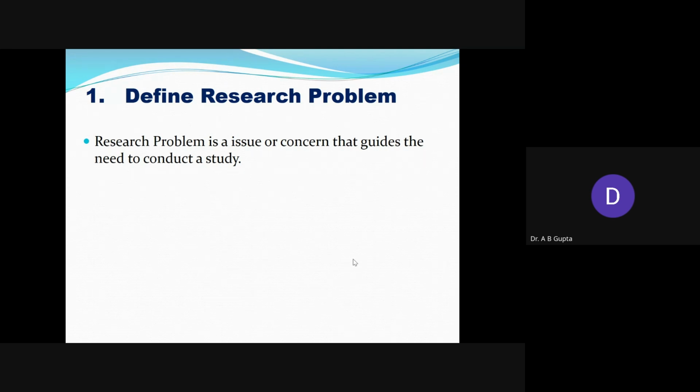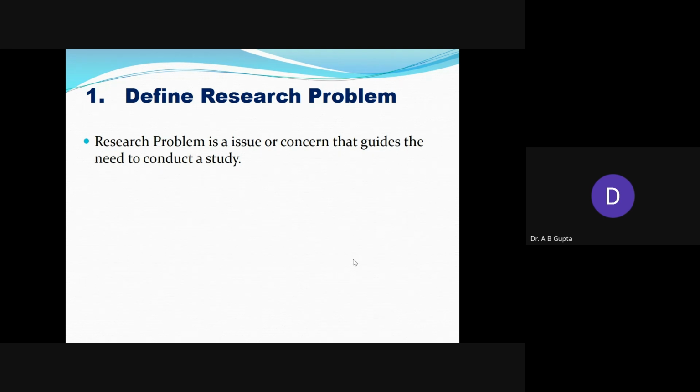You can take up anything which you think is an issue which is important for you, and this concern is actually making you study that issue, that topic. So that is your research problem. We are actually having a separate session on identification of problem today itself in the afternoon. We'll be discussing this step in detail.